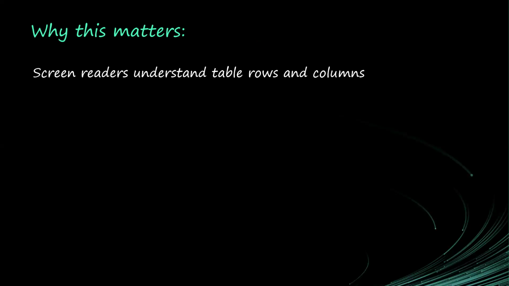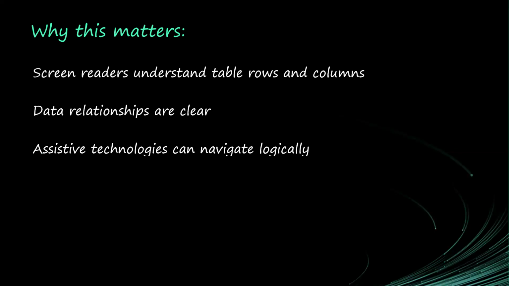Why does this matter? Screen readers understand table rows and columns. Okay, so data relationships are clear. So when you use semantic elements in your table, screen readers understand your table rows and your table columns. They understand the relationship between the data that you're displaying. Okay, assistive technologies can also navigate logically. I know this might be sounding somehow to you, but like I said, try your best to grab what you can grab. But if you don't, no problem.